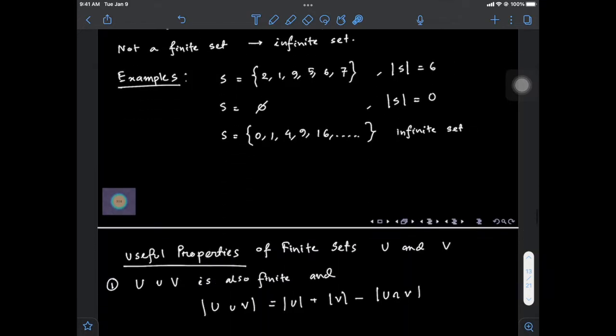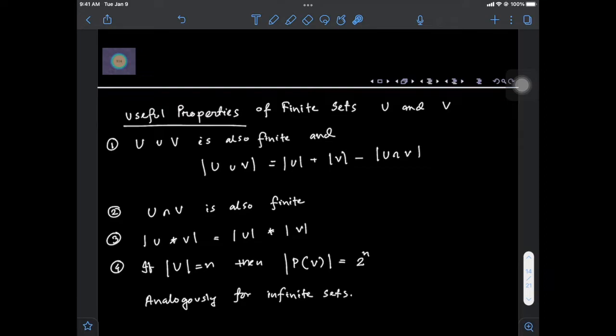So now let's take a look at some useful properties of finite sets as well as infinite sets. So let's assume we have the sets U and V, which are finite sets. The union of any number of finite sets is finite. So here I'm writing with examples of two finite sets. The union of U and V is also going to be a finite set, along with this property holding true, which is the cardinality of U union V is equal to the cardinality of U plus the cardinality of V minus the cardinality of U intersection V.